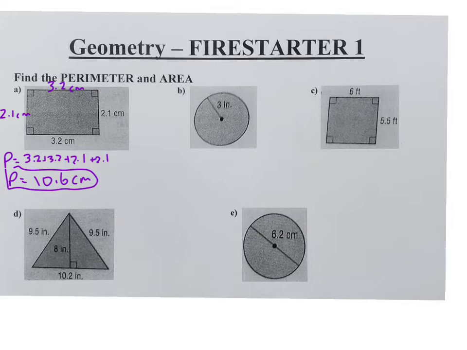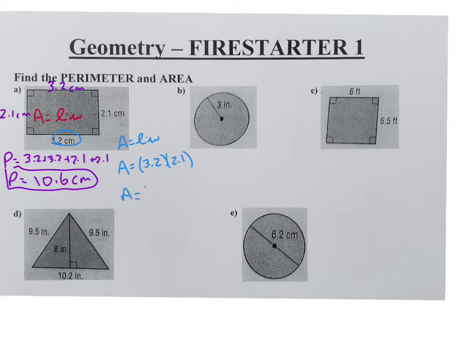Now I'm going to find area. So area is equal to length times width. So my area is equal to length times width. Well, there's the length, 3.2. So my area is 3.2 times 2.1. So I just do in my calculator 3.2 times 2.1. I end up with 6.72.